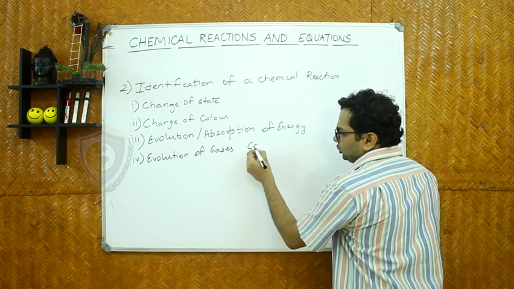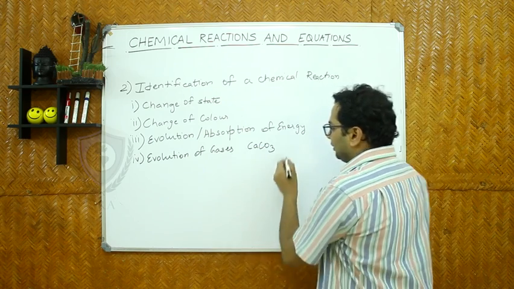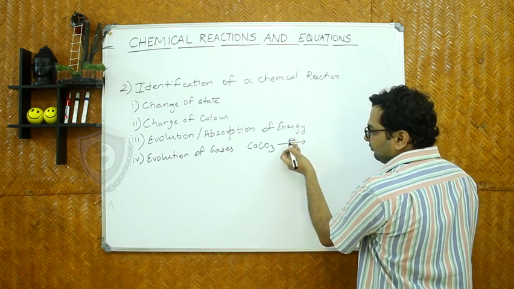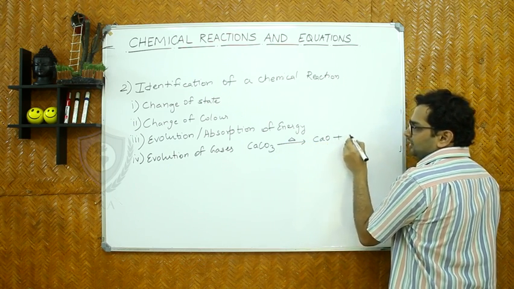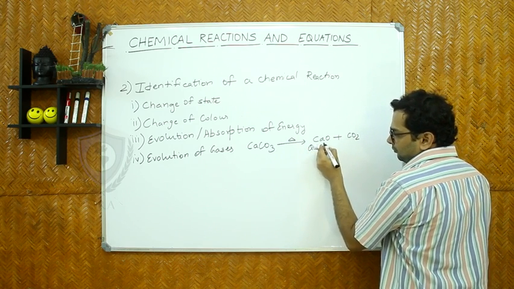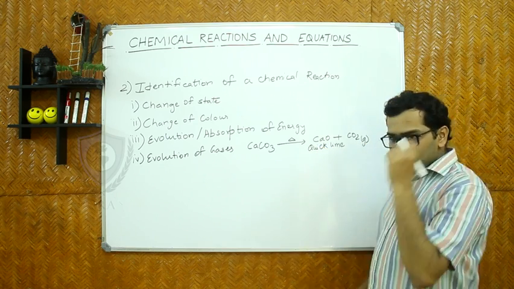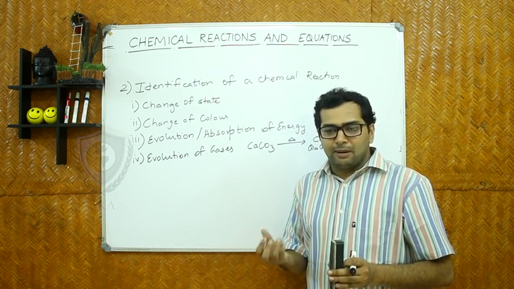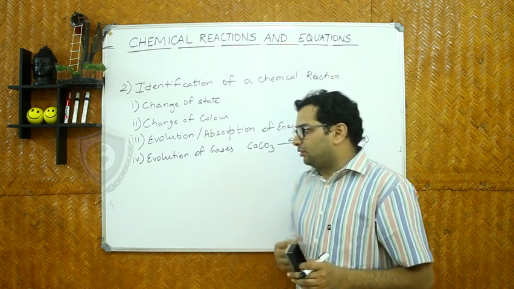For example, CaCO3. I hope you know what is CaCO3. It is calcium carbonate, right? When calcium carbonate is heated, this delta sign is for energy is given, which means there was heat energy given. So it converts into calcium oxide plus CO2. Calcium oxide is called quicklime and CO2 gas is given. So you would have seen when calcium carbonate is heated, there are some bubbles that come. So these bubbles are carbon dioxide which is given out.